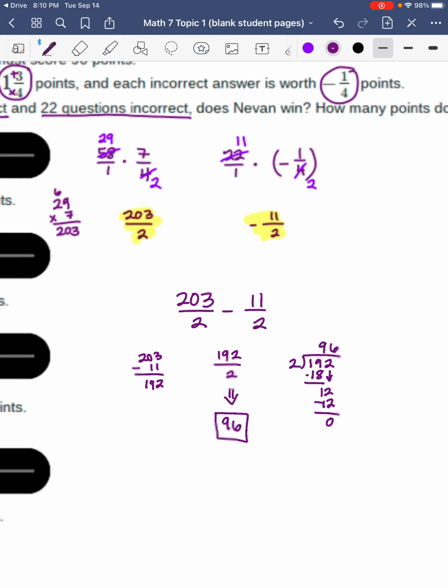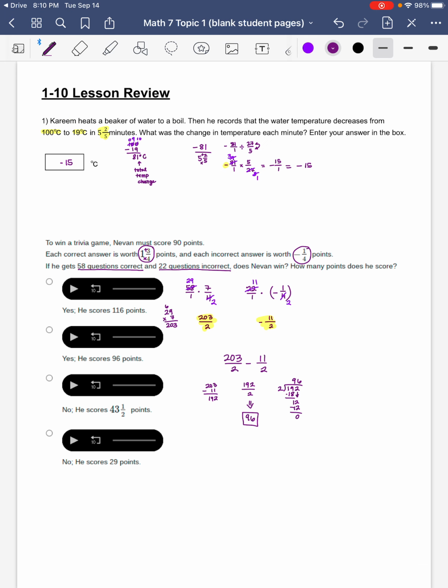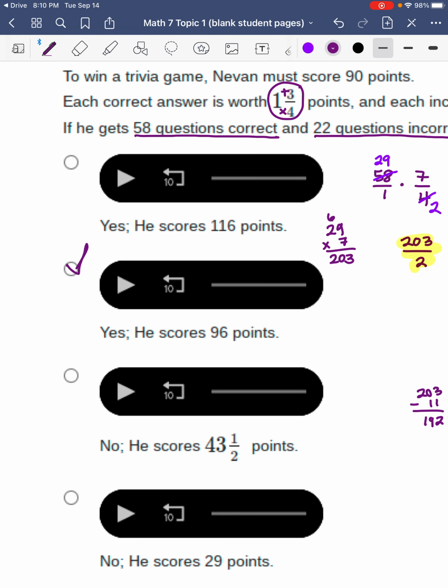So he scores 96 points, and he needed 90 points to win the game. So does he win? Yes, he scores 96 points. So we would choose that answer right there.